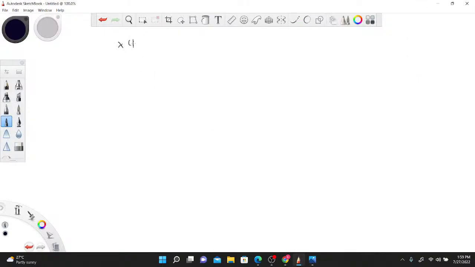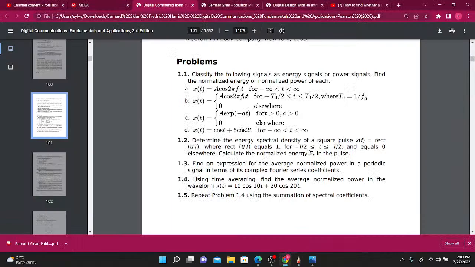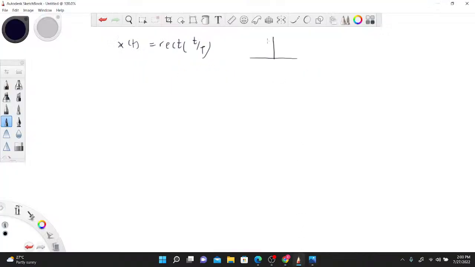X of t is equal to rect of t over T. So this function in the time domain is drawn as this. And they give us a range from minus T over 2 to T over 2. So it's just a rectangle of amplitude 1. So the amplitude is here. It's a rectangle of amplitude 1, so you have it like this. If you remember correctly, in the assignment we did, this thing was inside.